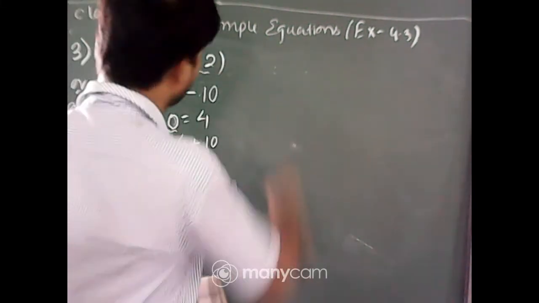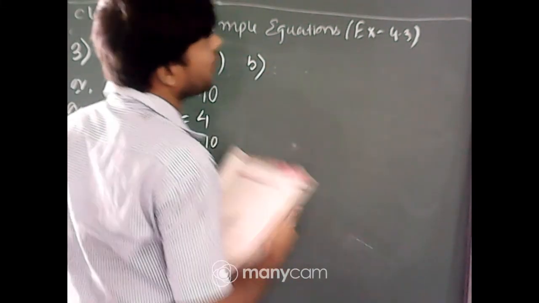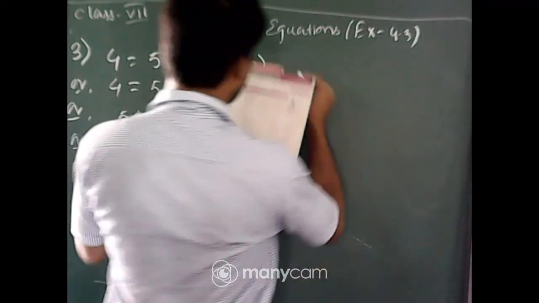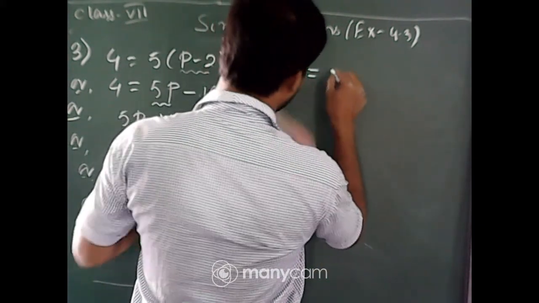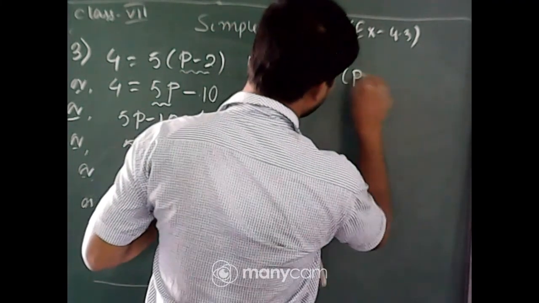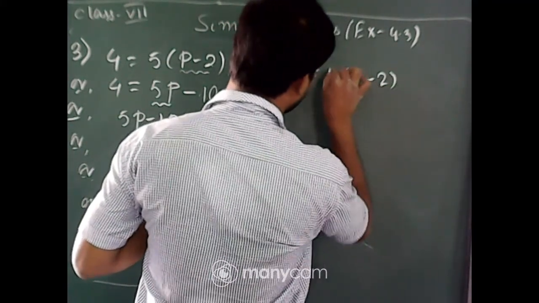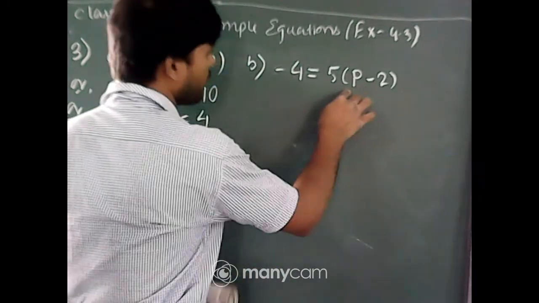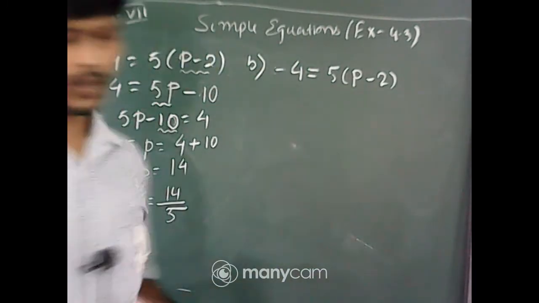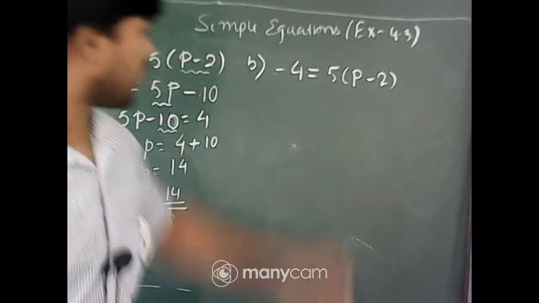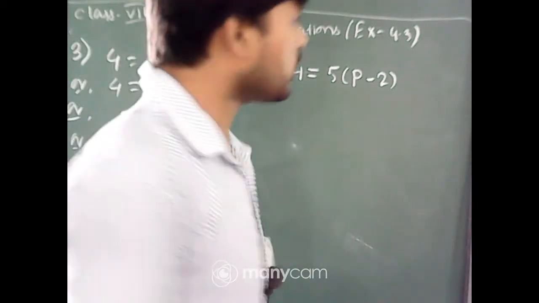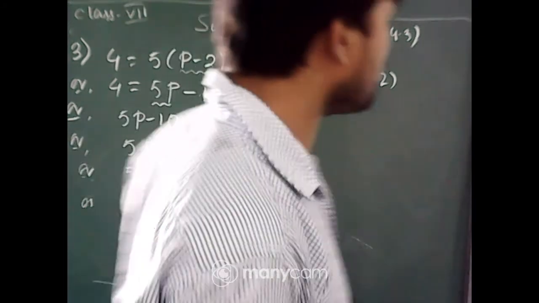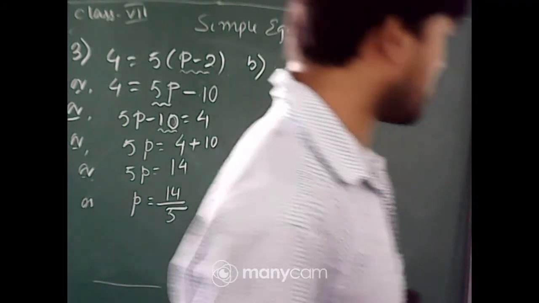Question number B is minus 4 is equal to 5 into p minus 2. Now first remove the bracket. For removing the bracket we have to multiply p minus 2 by 5. So do the multiplication. Shubhajit, I am telling you, please don't send emojis. Please, it's a humble request.